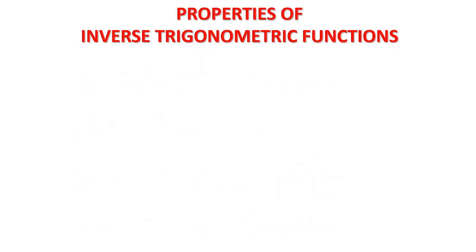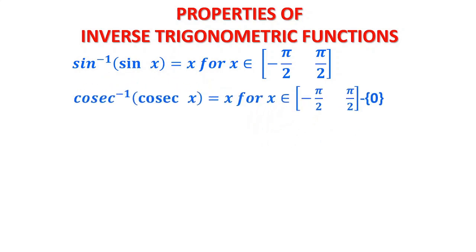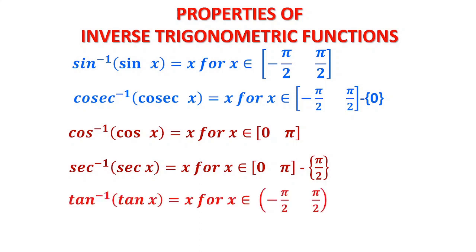Now, before we go further, let us recollect the inverse trigonometric function properties, which you have studied in our chapter number 2. Sin inverse of sin x is x when x belongs to the principal branch. Cosecant inverse of cosecant x is x. Cos inverse cos x is also x. Secant inverse secant x is x. Tan inverse tan x is x. And cot inverse cot x is x.